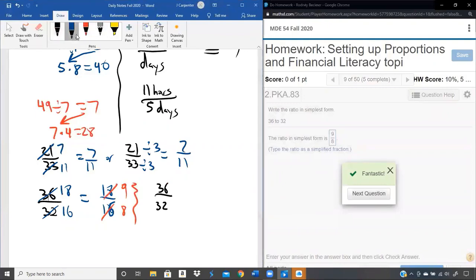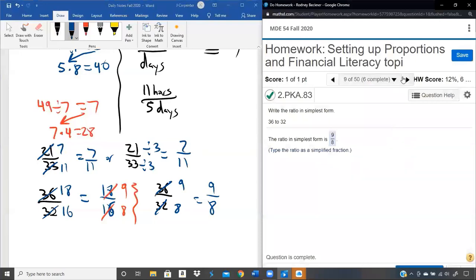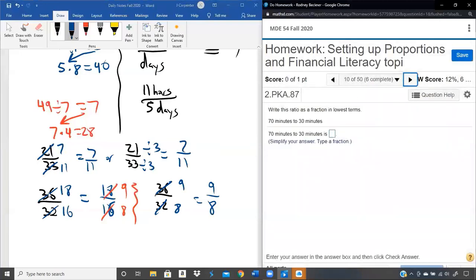You may recognize that 4 goes into both of these. 4 goes into 36 9 times, and 4 goes into 32 8 times, giving us the answer right out of the gate. So you can reduce these in multiple steps or one step. Sometimes it just depends on which numbers you are looking at, seeking out, and how you do it. But when you reduce, make sure that your answer isn't reducible even more.